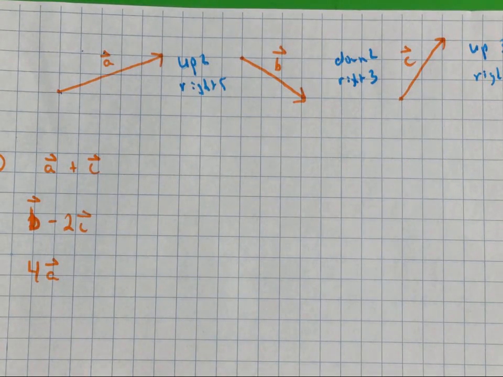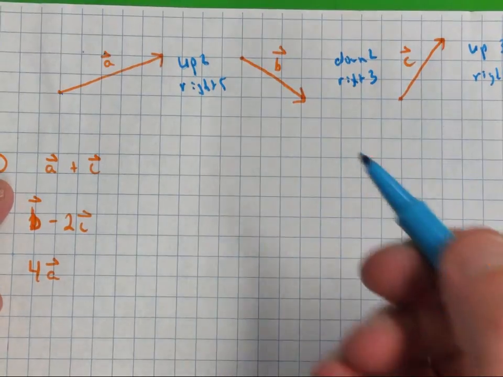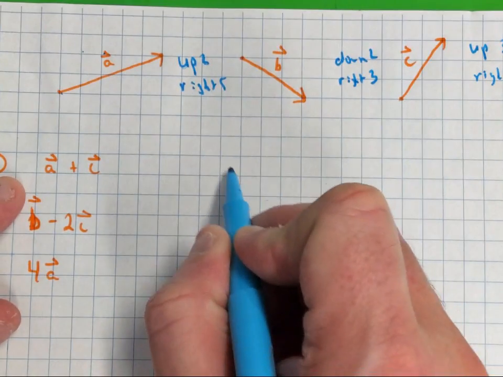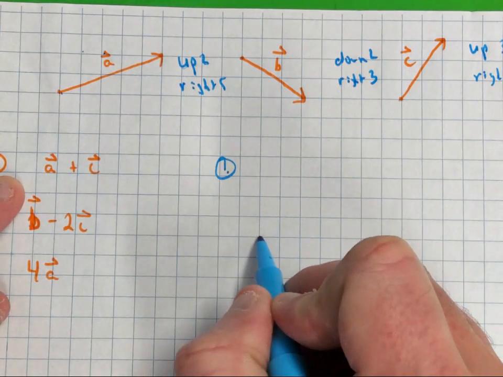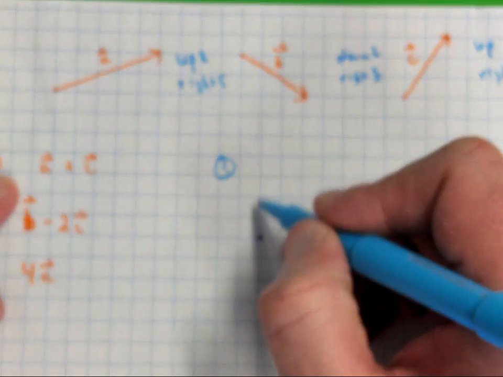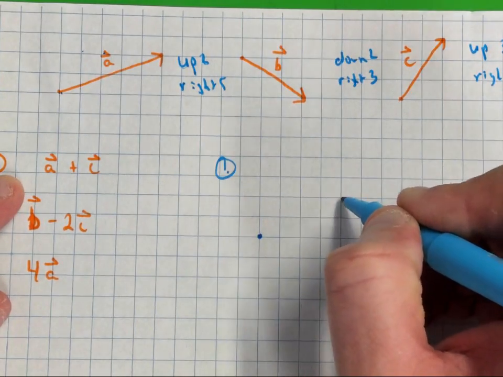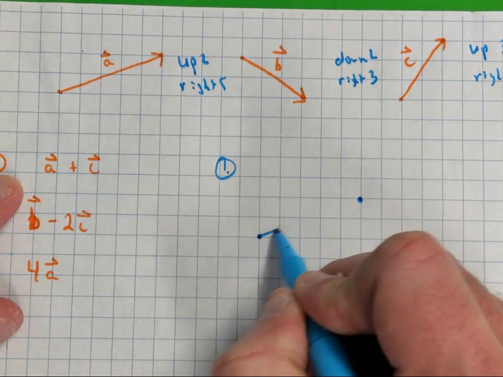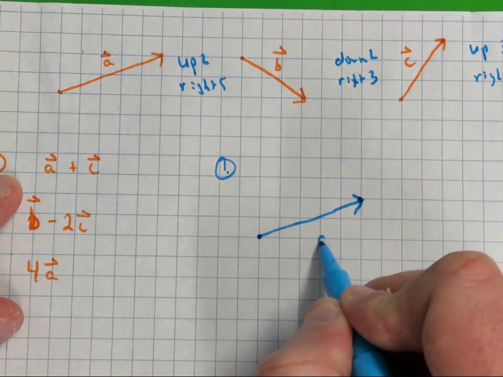I want to add A plus C. So vector A, I start somewhere. I'm going to start, just say, right here. Okay, vector A, I'm going to go up 2, right 5. 1, 2, over 1, 2, 3, 4, 5. And draw a vector. This is vector A.